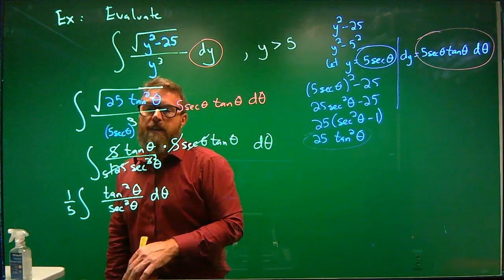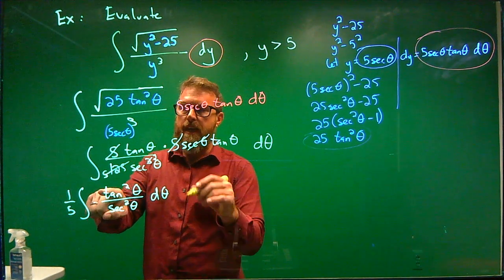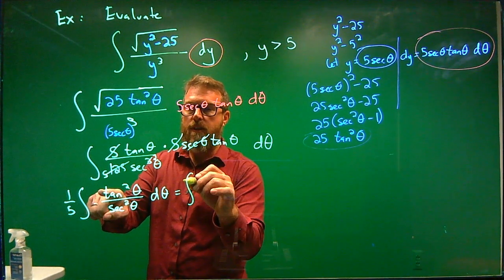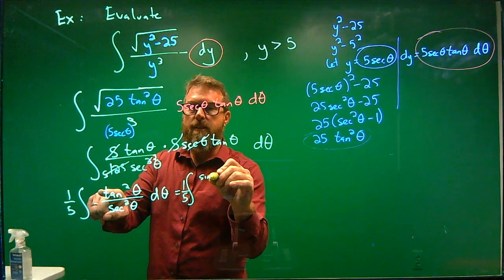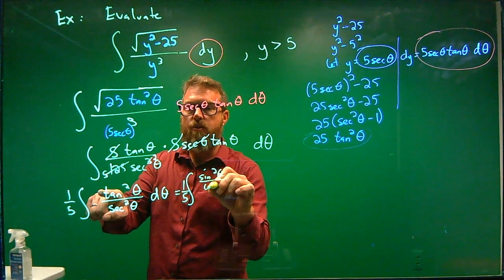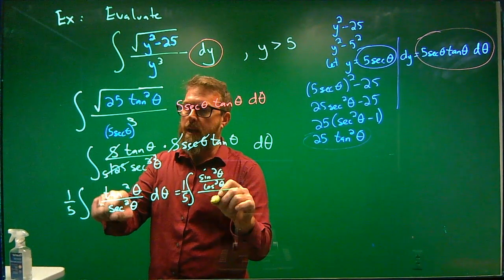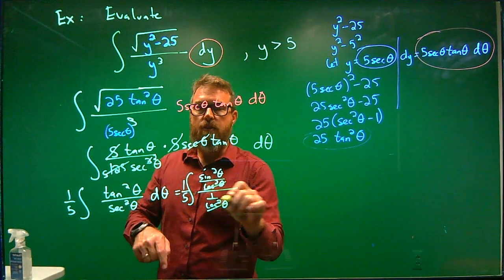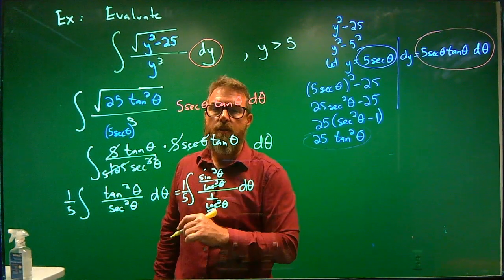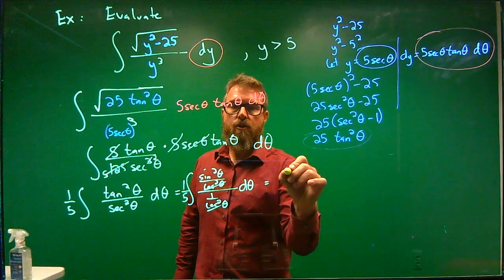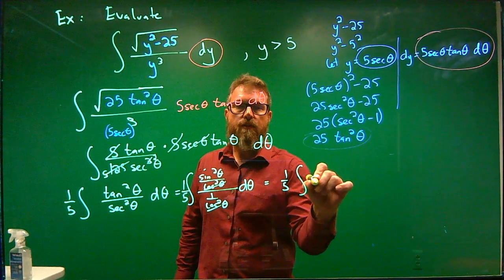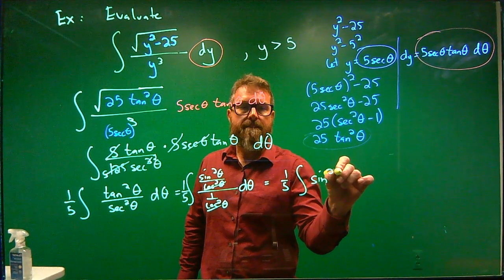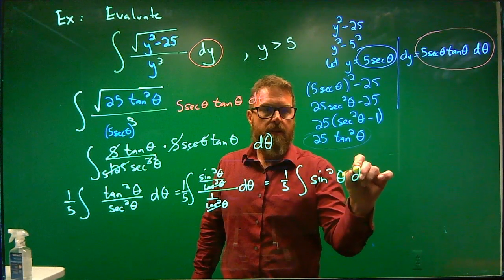All right, simplifying this. What I know is that this is going to be sine squared of theta over cosine squared of theta, so 1/5. I have sine squared of theta over cosine squared of theta, and on the bottom, I have 1 over cosine squared of theta. So you can see that those cosines are going to cancel. So this is going to be equal to 1/5 times the integral of the sine squared of theta, d theta.